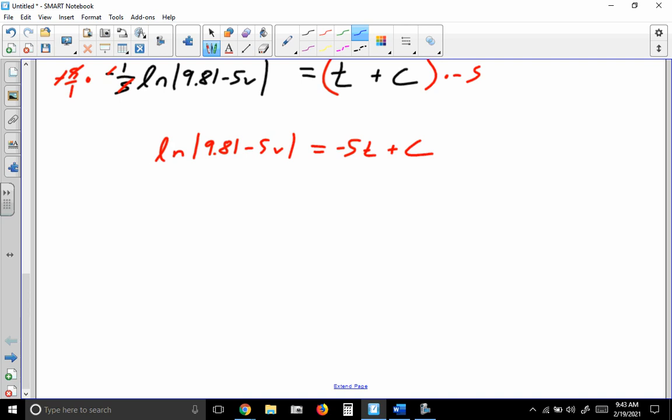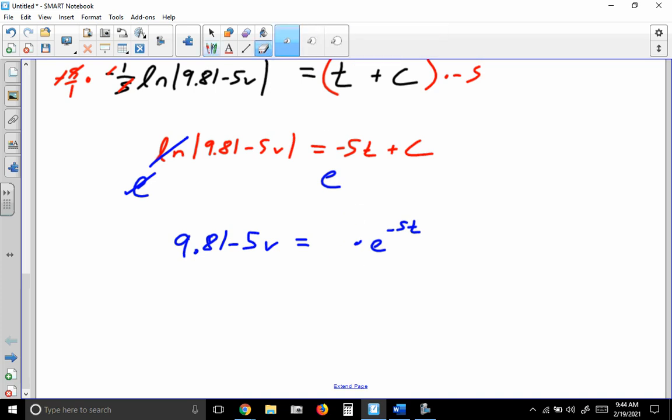To get rid of the natural log, we're going to do e to both sides. So e and natural log cancel, and that's going to give us 9.81 minus 5v. On the right side, that's going to be e to the negative 5t plus c, or we can say times e to the c, which is a constant raised to a constant, that's going to be a constant. And now we just solve this for v.